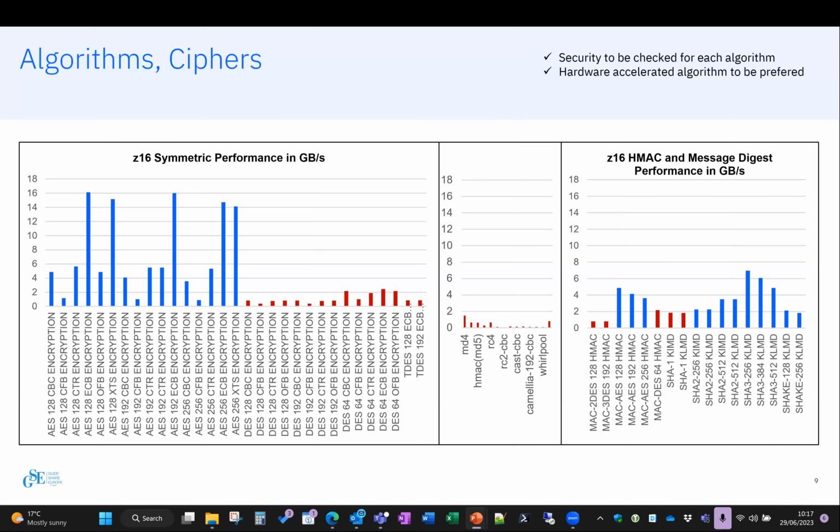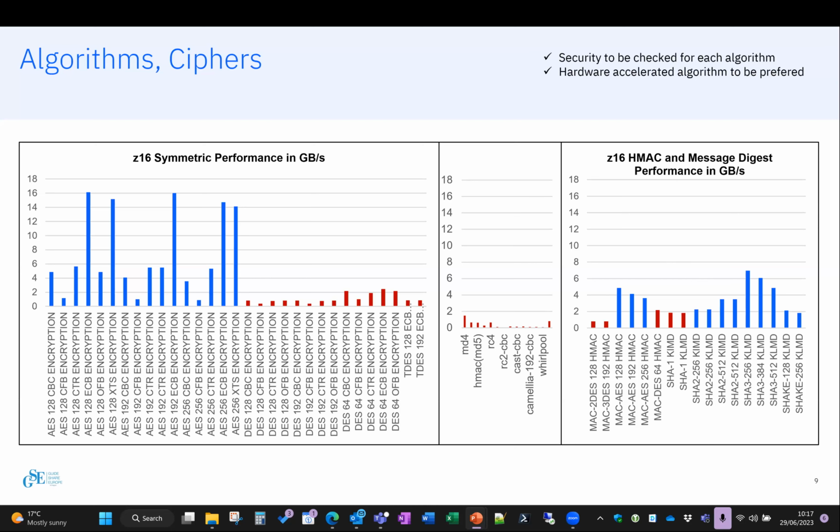So we cannot simply select an algorithm and replace it with another one without taking care of what we are doing. Symmetric algorithms have their own performance profile according to the code that is executed. So DES behaves in a different way than AES. And on Z systems, we are hardware accelerating the AES algorithm. So for symmetric encryption, no options: AES, no matter what.